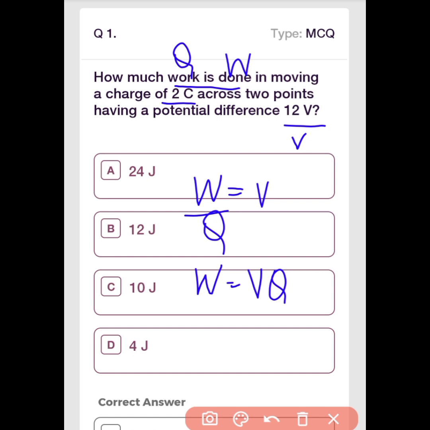So now see, what is W? We need to find. What is V? It is 12 volt. And what is Q? It's 2 Coulomb. So what will be the work done? Work done will be 12 into 2, that is 24 joule. W is equal to 24 joule. Option A is the correct answer.